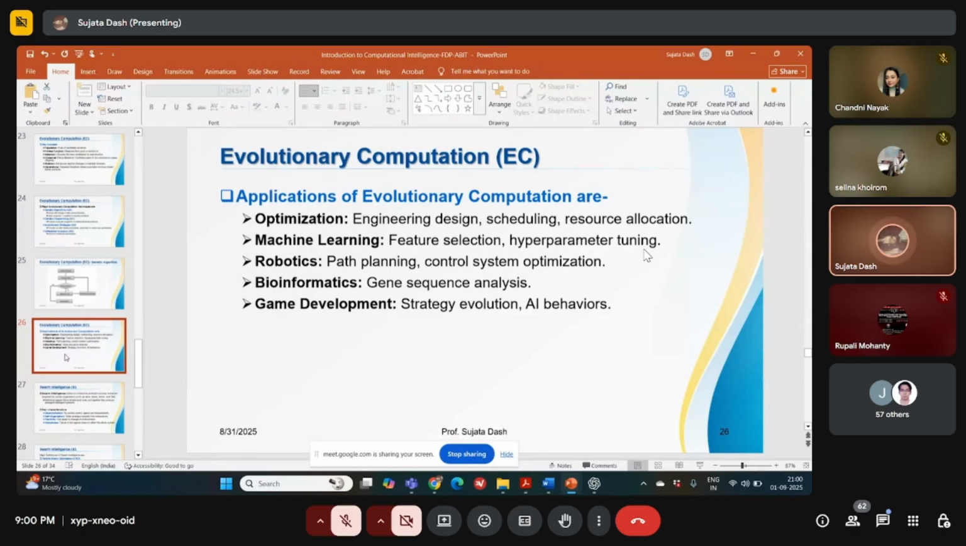Similarly, it can also be applied to drug discovery. It helps explore huge chemical spaces to propose potential drug candidates.